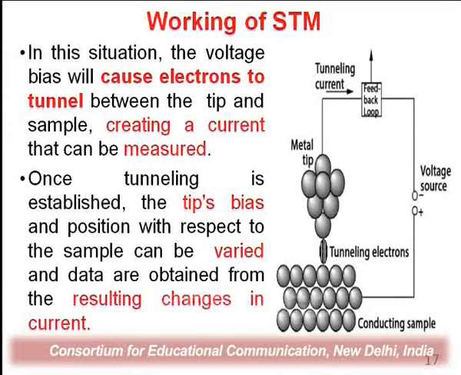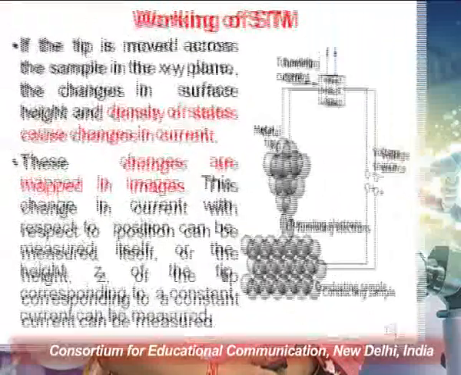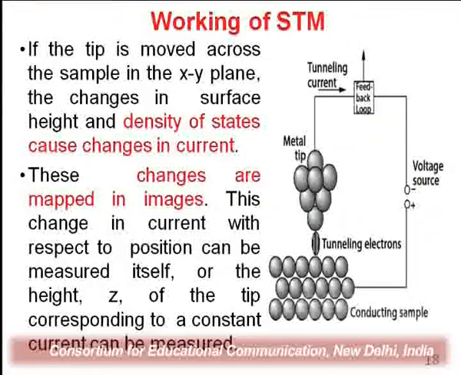Once the tunneling is established, the tip bias and position with respect to the sample can be varied. It means we can vary the distance between the tip and the sample, and by this varying, the current will also change, and the data are obtained from the resulting change in the current on the screen, and this data will give the imaging of the sample.